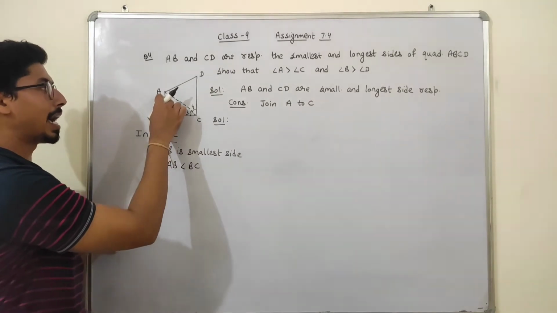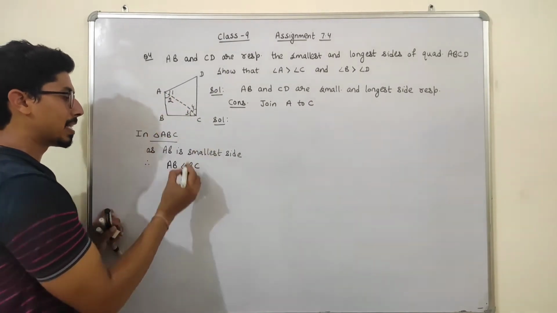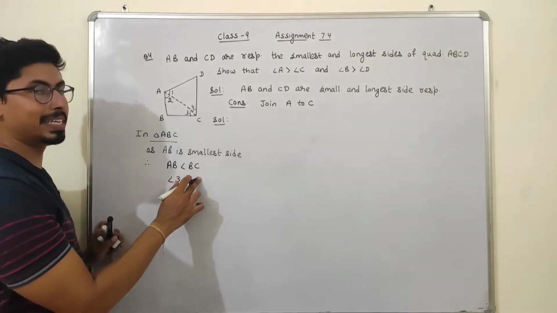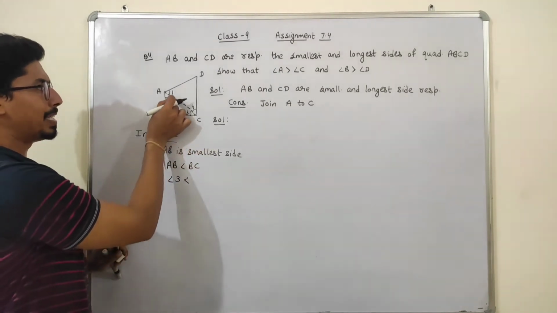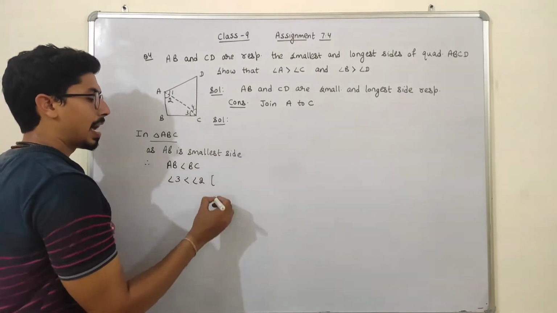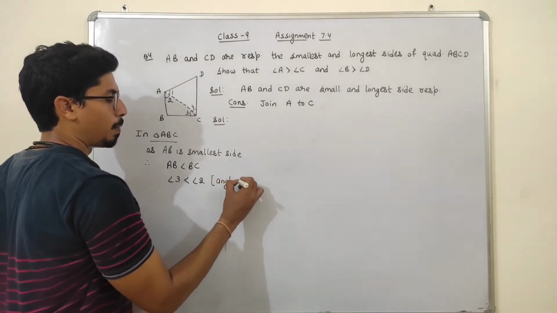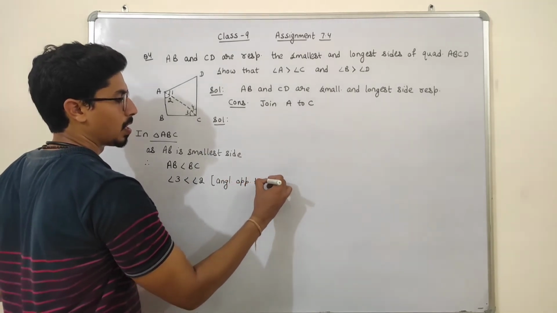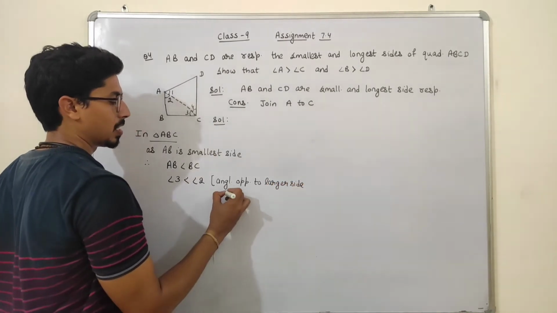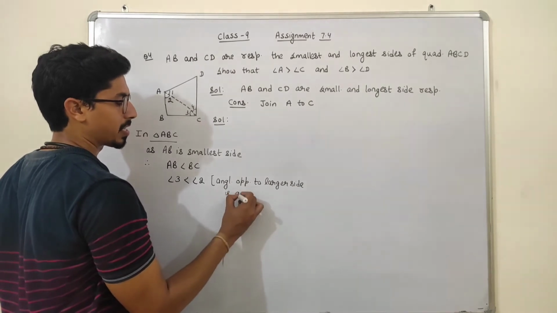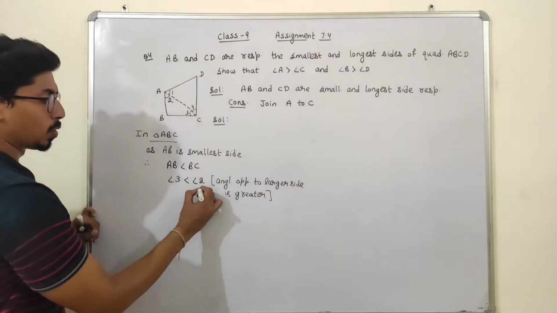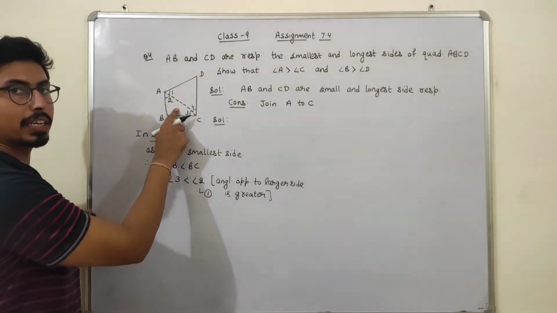Now the angle opposite to AB is angle 3, and the angle opposite to BC is angle 2. So angle 3 is less than angle 2, and the reason is the angle opposite to the larger side is greater. This is equation 1.